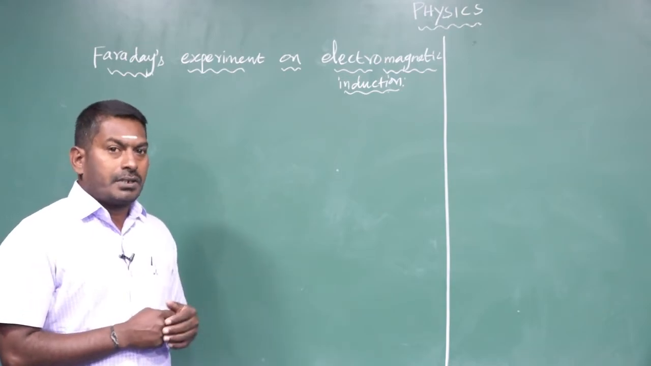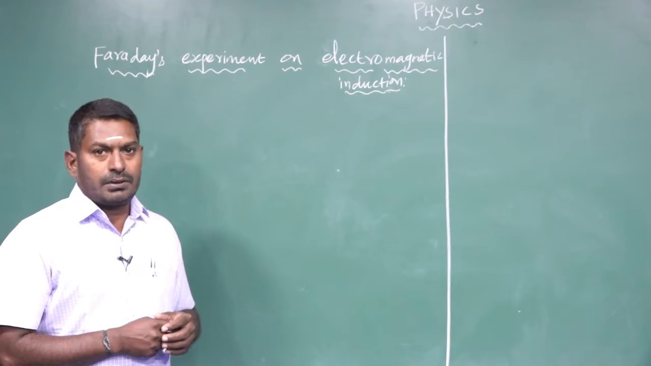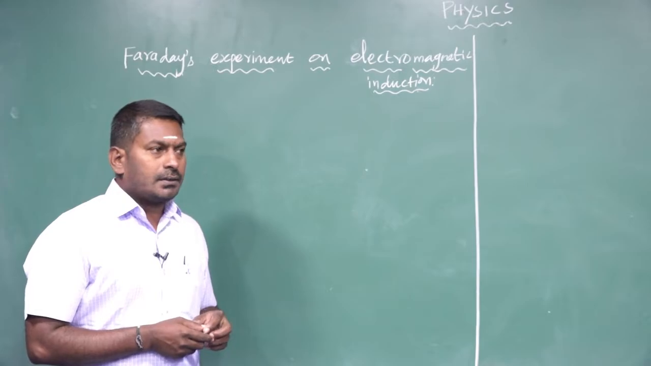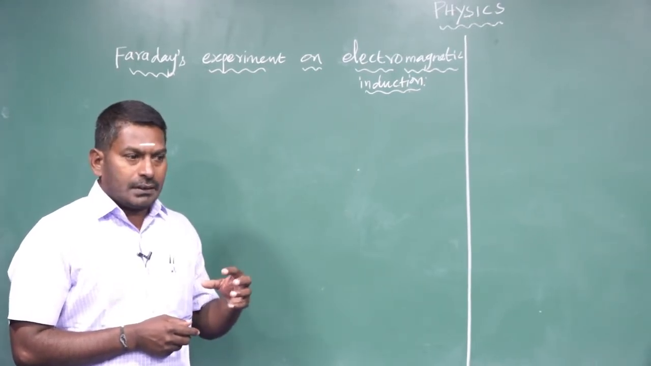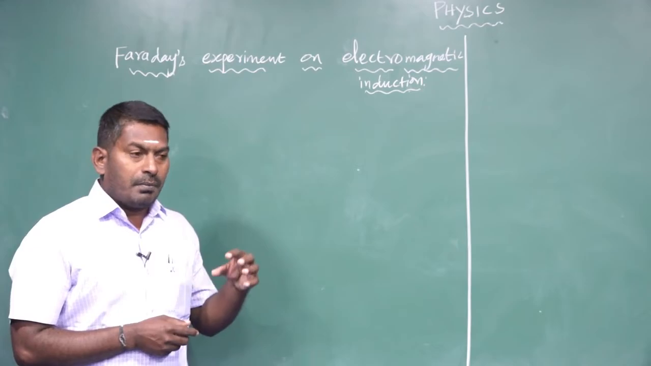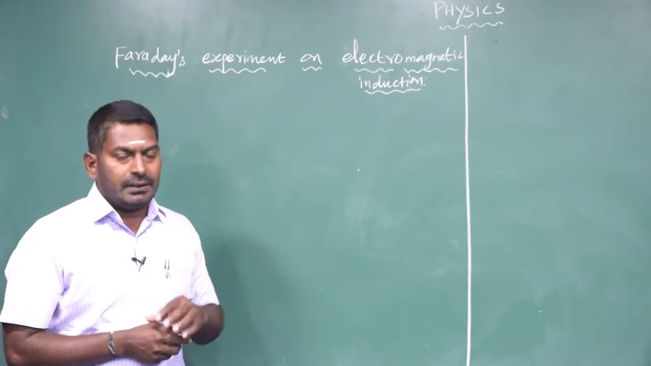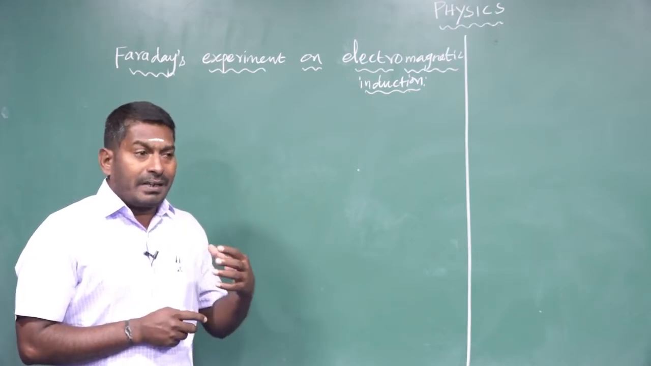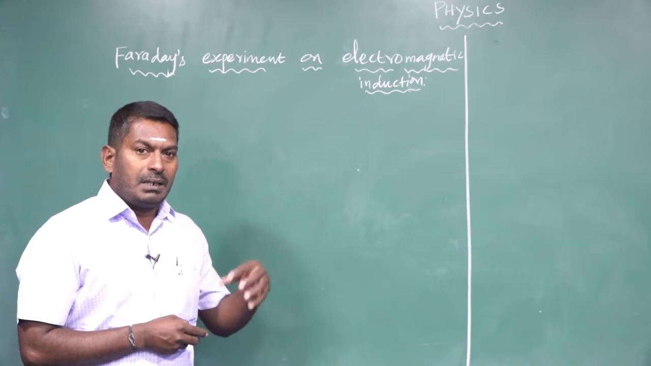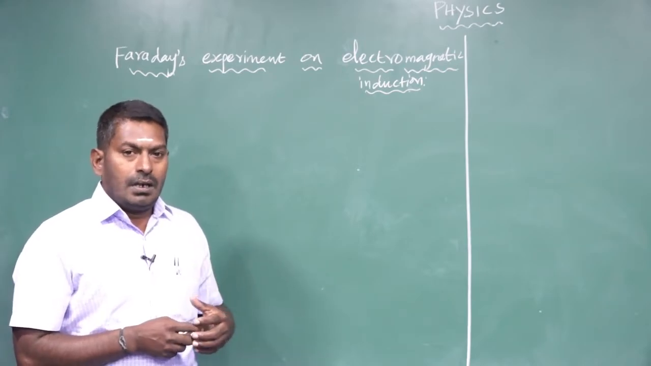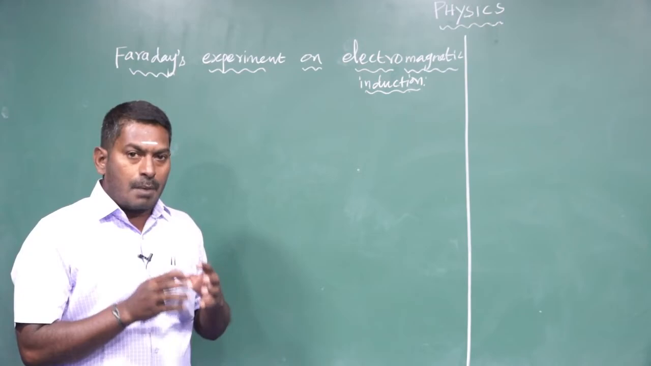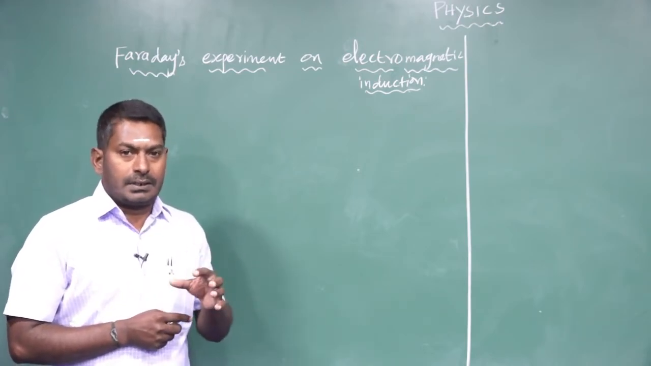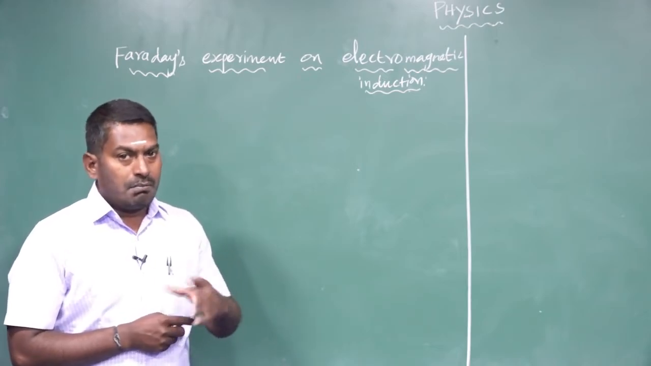In the previous video session, you learnt about magnetic flux. What is magnetic flux? Magnetic flux is defined as the total number of magnetic lines of force crossing through a given area. When magnetic flux is maximum, when it is minimum, when it is zero, you have full knowledge about that. Watch the previous video class, and you get full knowledge about magnetic flux.